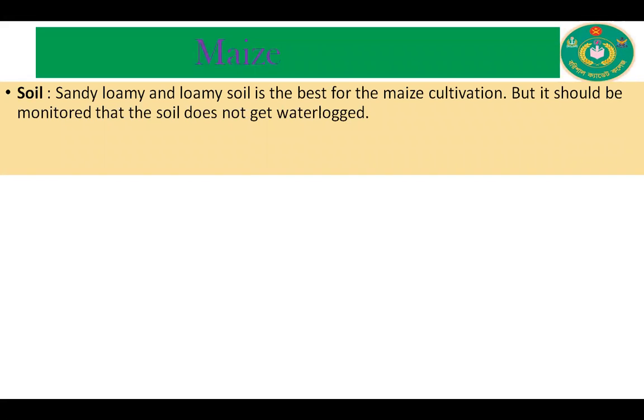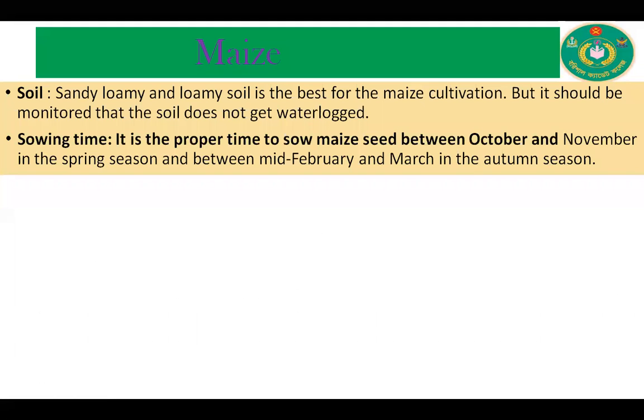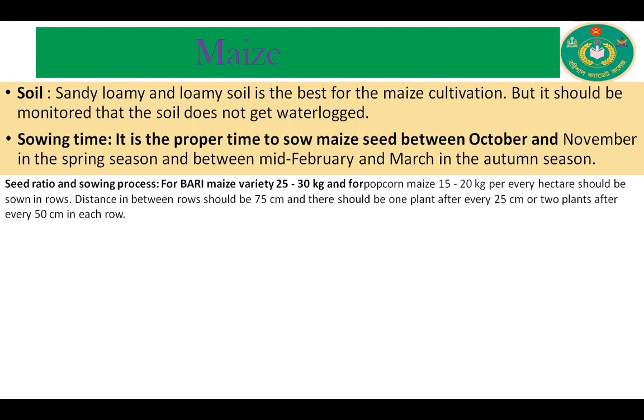Soil: sandy loam and loamy soil is the best for maize cultivation, but it should be monitored that the soil does not get waterlogged. Sowing time: it is the proper time to sow maize seed between October and November, in the spring season between mid-February and March, and in the autumn season.